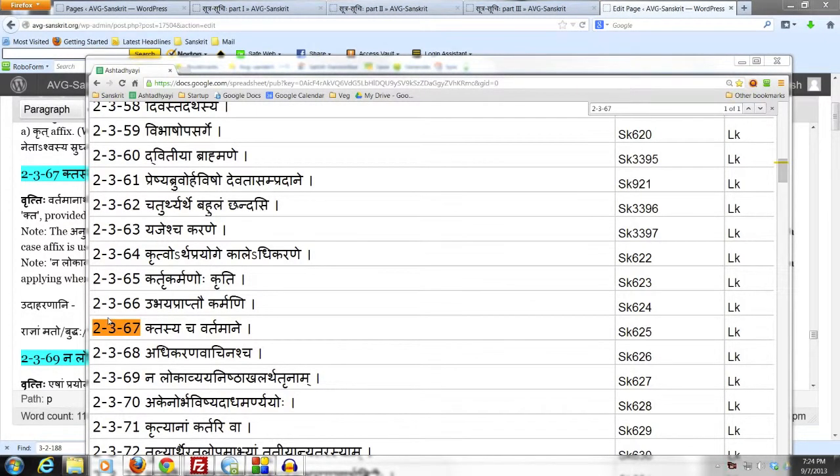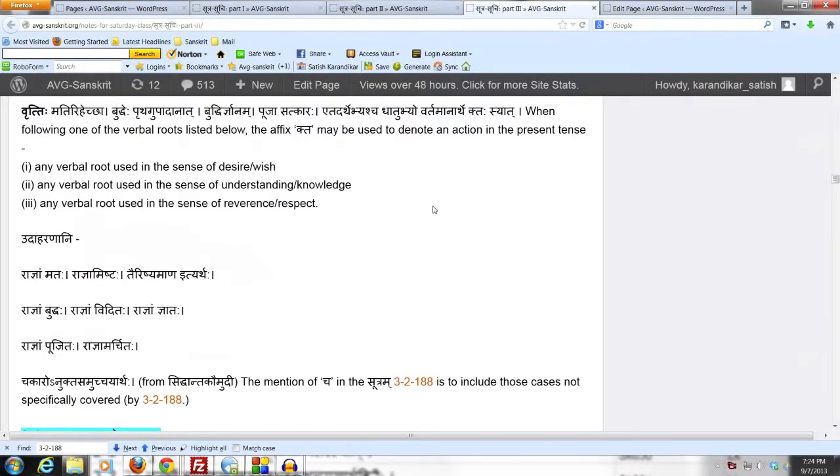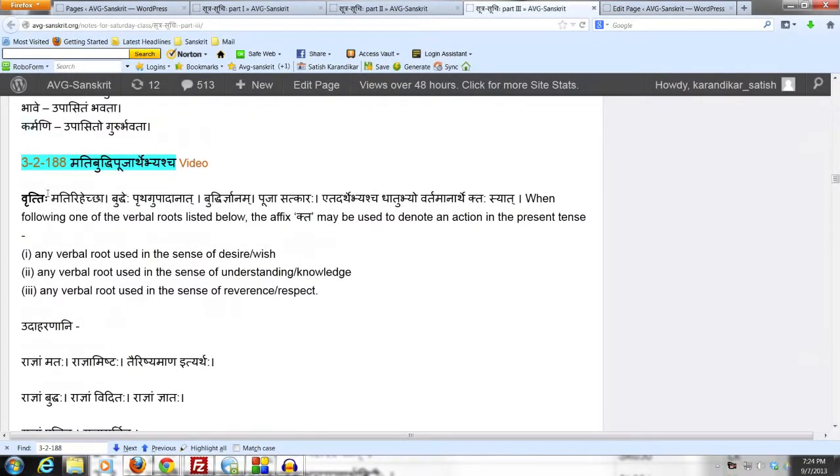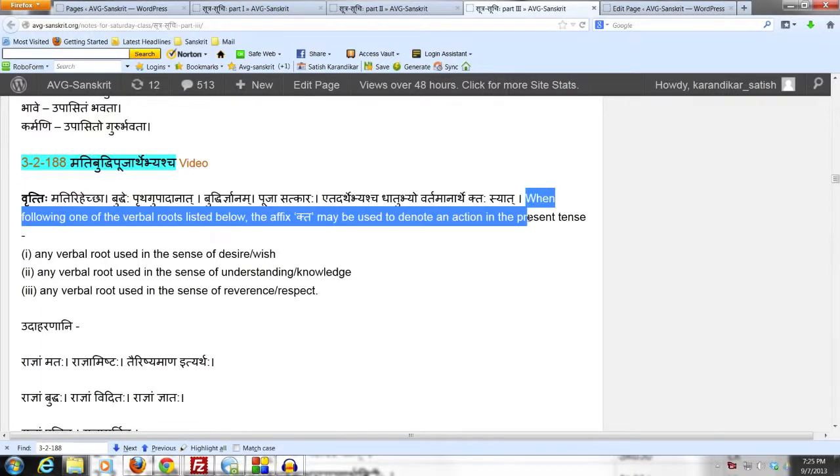Recall that we have studied a sutram which prescribes the affix kta to denote an action in the present tense. The sutram we studied is 3.2.188, Mati buddhi pujarthebhyascha, which says that when following one of the verbal roots listed below, the affix kta may be used to denote an action in the present tense.